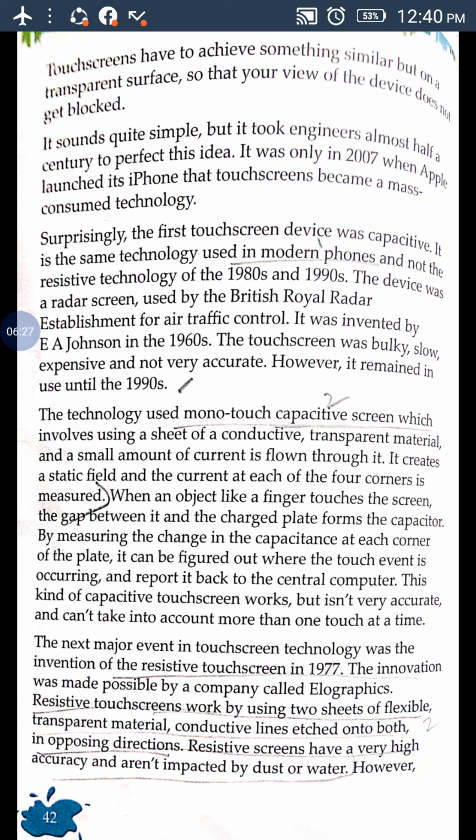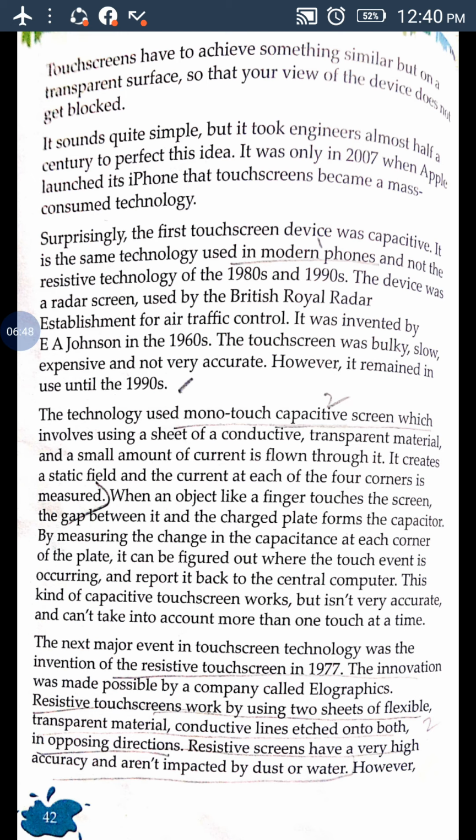By measuring the difference in capacitance, it could be assumed where the touch event is occurring. Okay, so this was the process in those days, and the message was then reported back to the central computer.